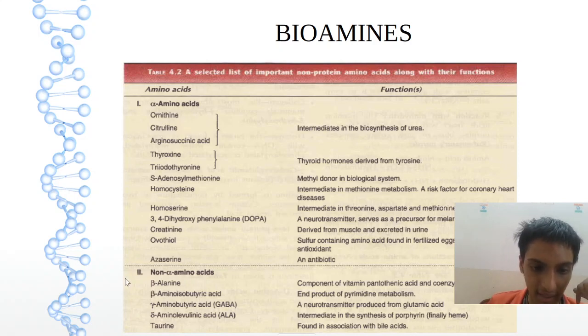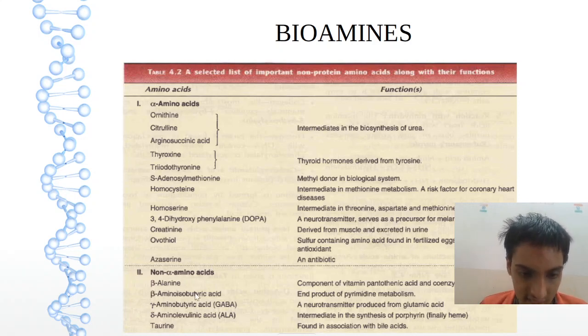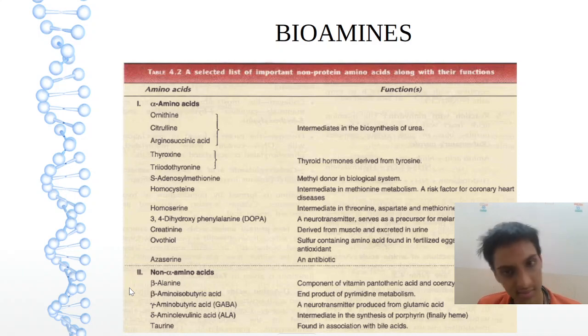Non-alpha, you can take beta-alanine and taurine. This beta-alanine we have come across somewhere. Pyrimidine breakdown was forming the beta-alanine, and also it is a component of the vitamin B5. Taurine is for the bile acids, right? Glycocholate and taurocholates. Okay, right.